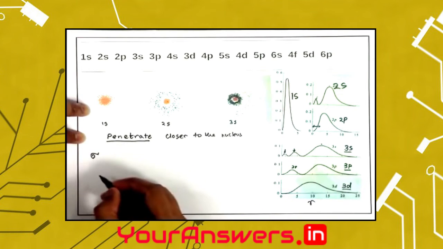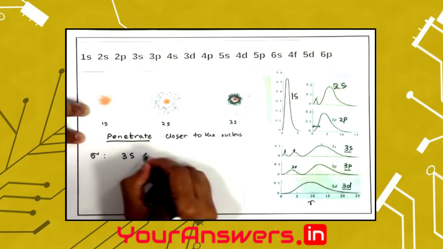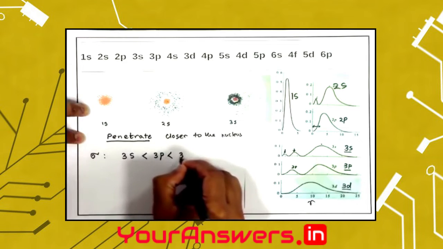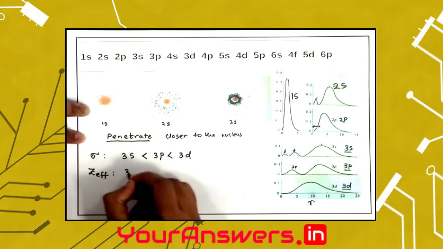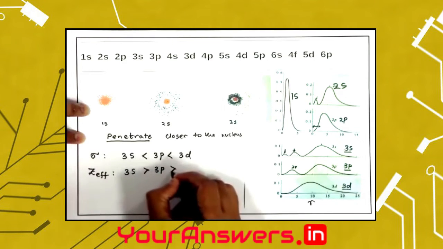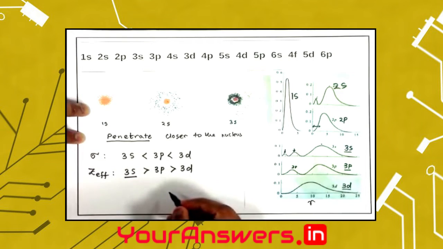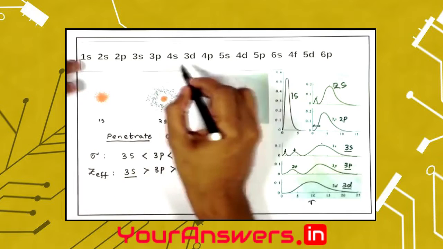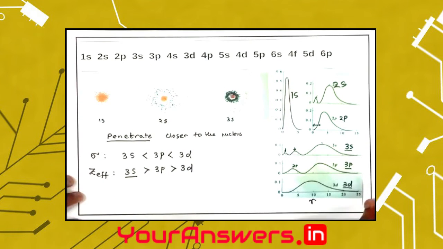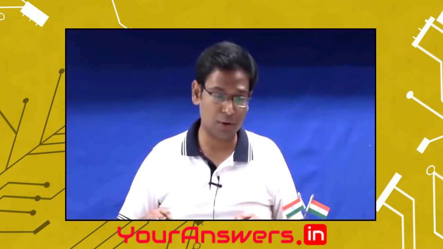So if I compare the screening constant for 3s, 3p and 3d, I can write this. And if I compare the Z effective, I will say, so the larger the Z effective, the more stable the electron is. So this gave us an idea about why we see the trend that we see in the energy ordering of the orbitals.